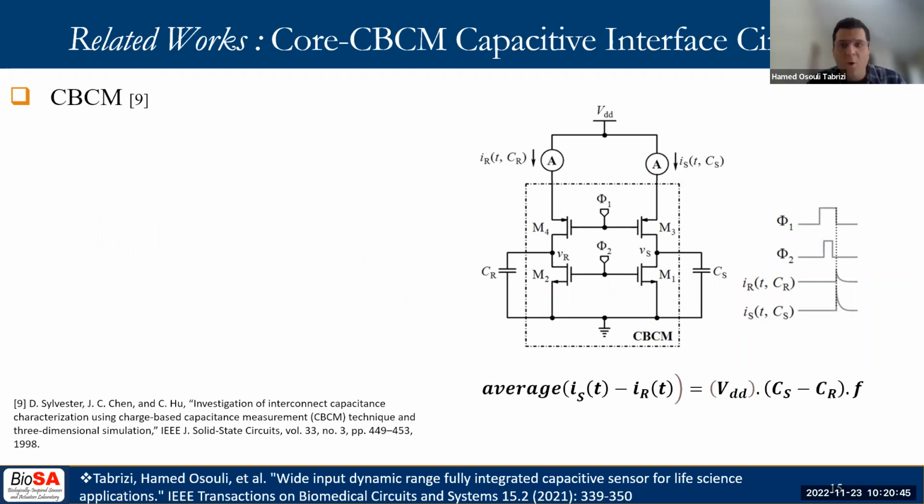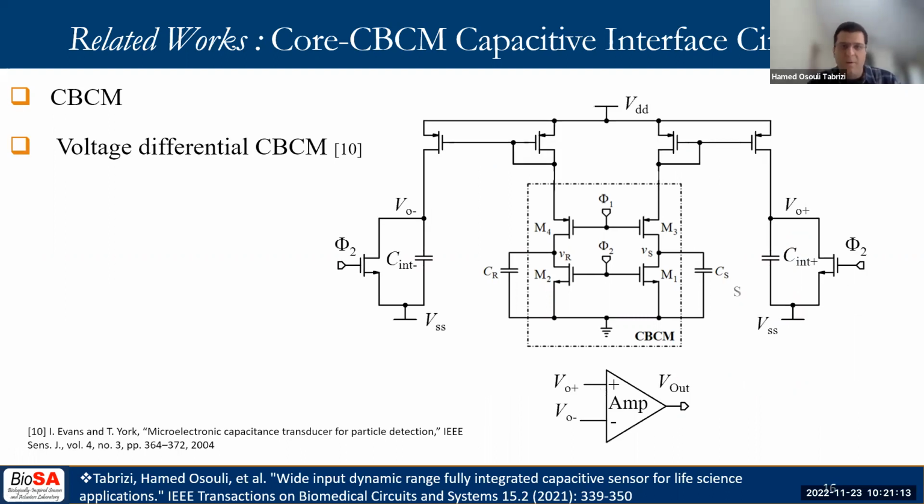You can see an unknown capacitor, CS, and a reference capacitor, CR. Phi1 and Phi2 are non-overlapping clock pulses. By this circuit, the unknown capacitance can be measured by monitoring the 2 currents, IS and IR, using benchtop ammeters. The relationship between the average differential current and the differential capacitance is linear.